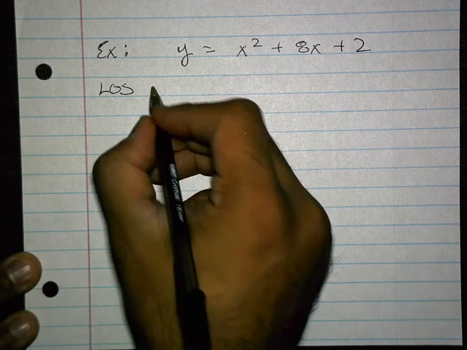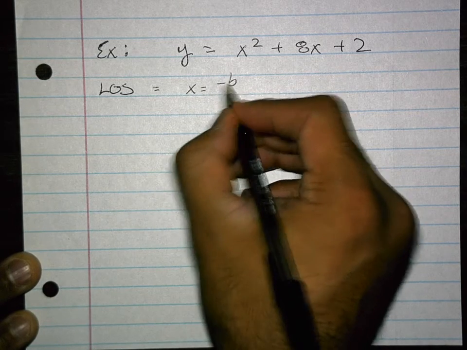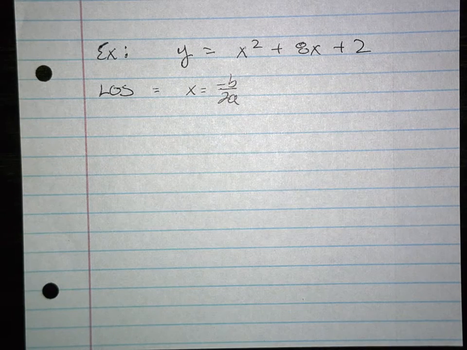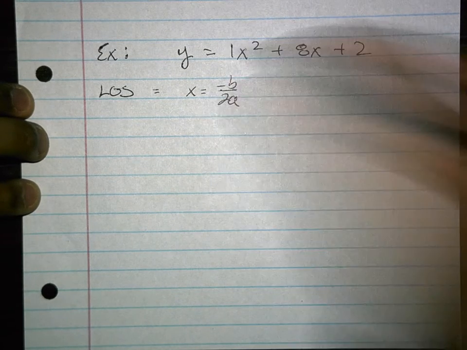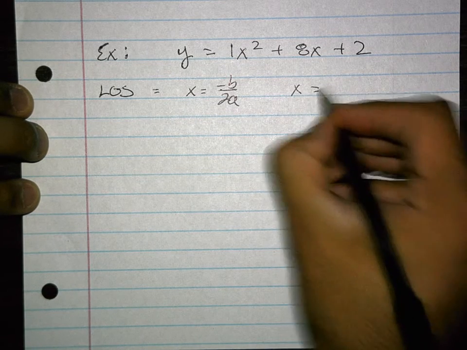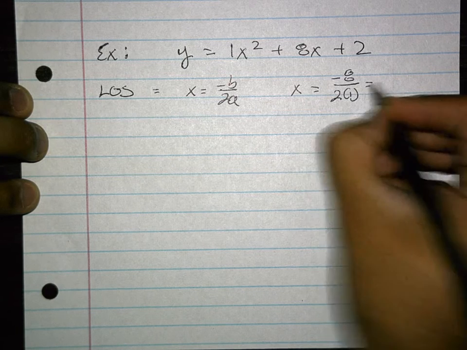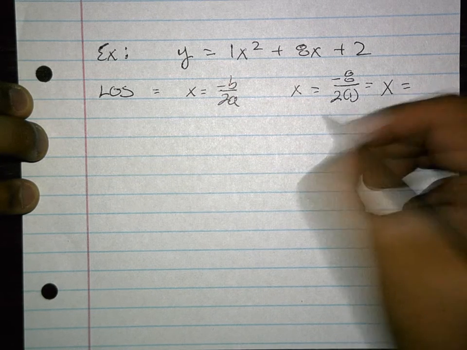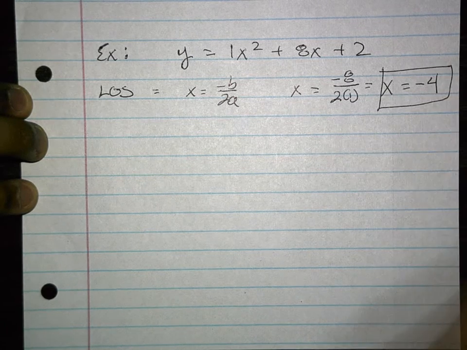Line of symmetry is equal to x equals negative b over 2a. Okay. So I'm going to go ahead and say, alright, so remember this is a, b, and c. So my line of symmetry is x equals negative 8 all over 2 times 1, which equals negative 4. Okay. So that is my line of symmetry.